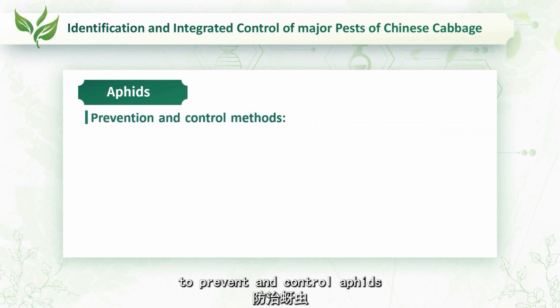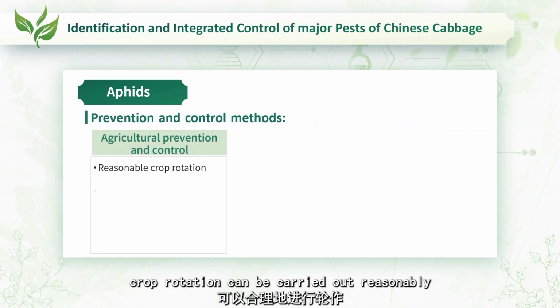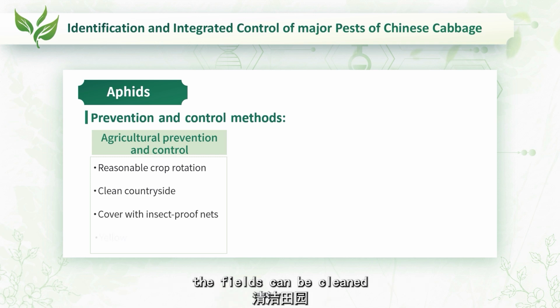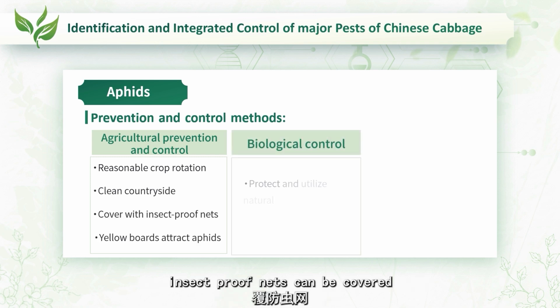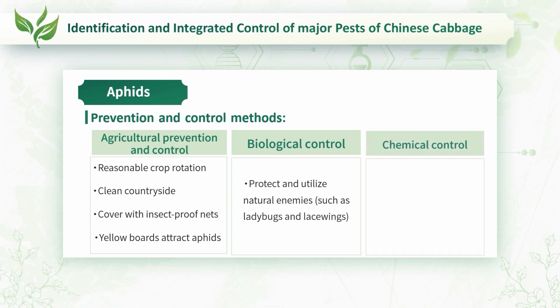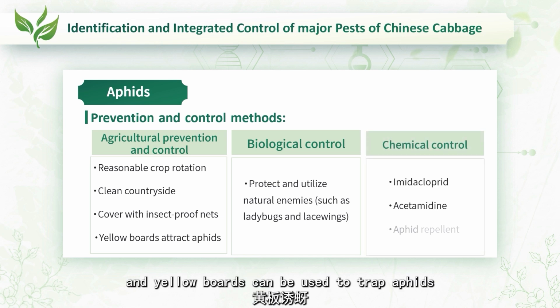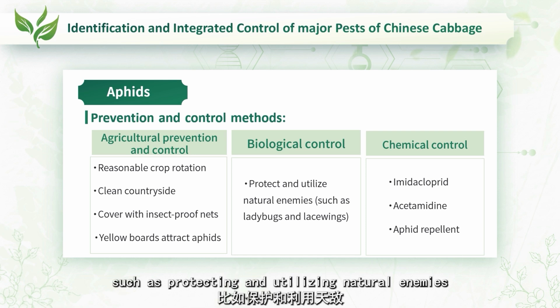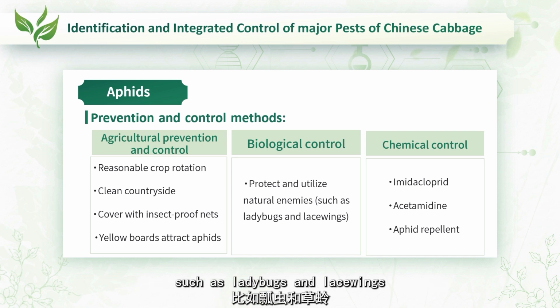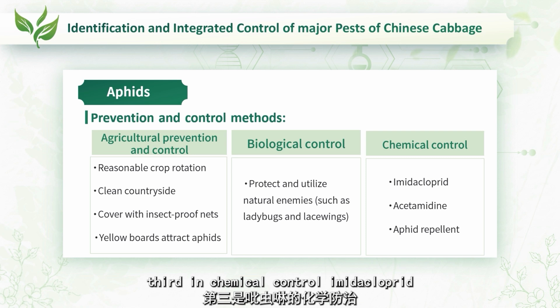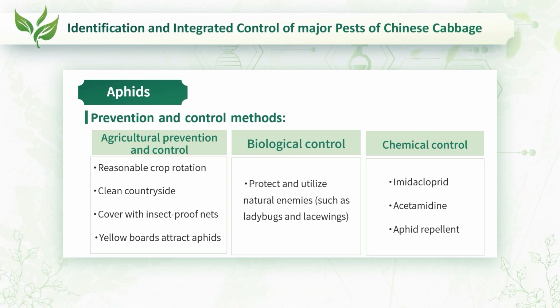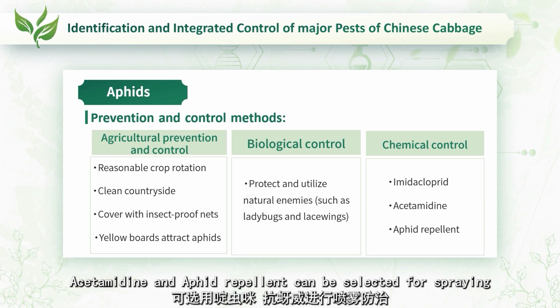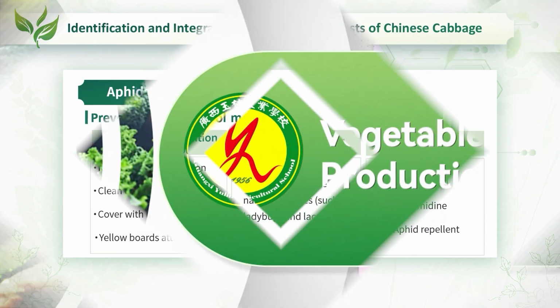To prevent and control aphids, crop rotation can be carried out reasonably. The fields can be cleaned, insect-proof nets can be covered, and yellow boards can be used to trap aphids. In biological control, measures such as protecting and utilizing natural enemies such as ladybugs and lacewings can be taken. Third, in chemical control, imidacloprid, acetamiprid, and pirimicarb can be selected for spraying.